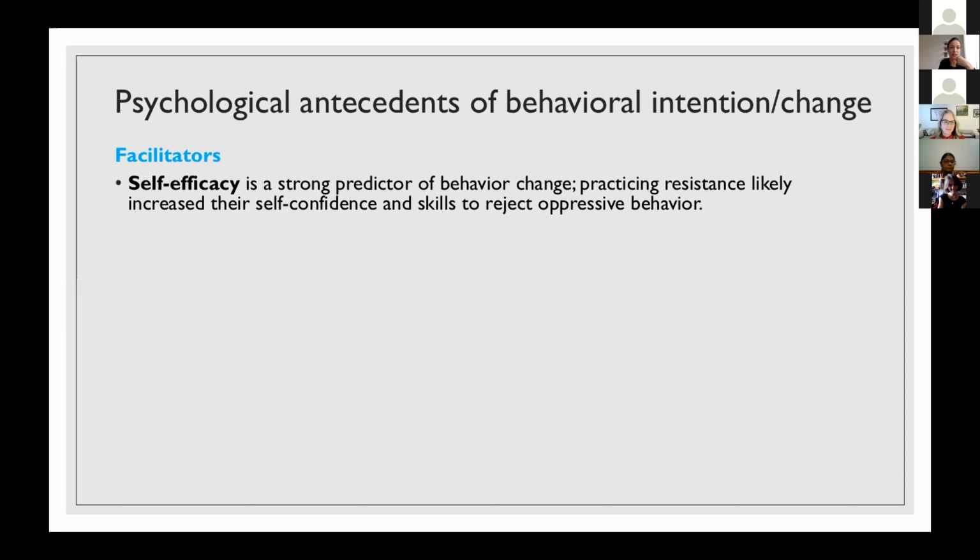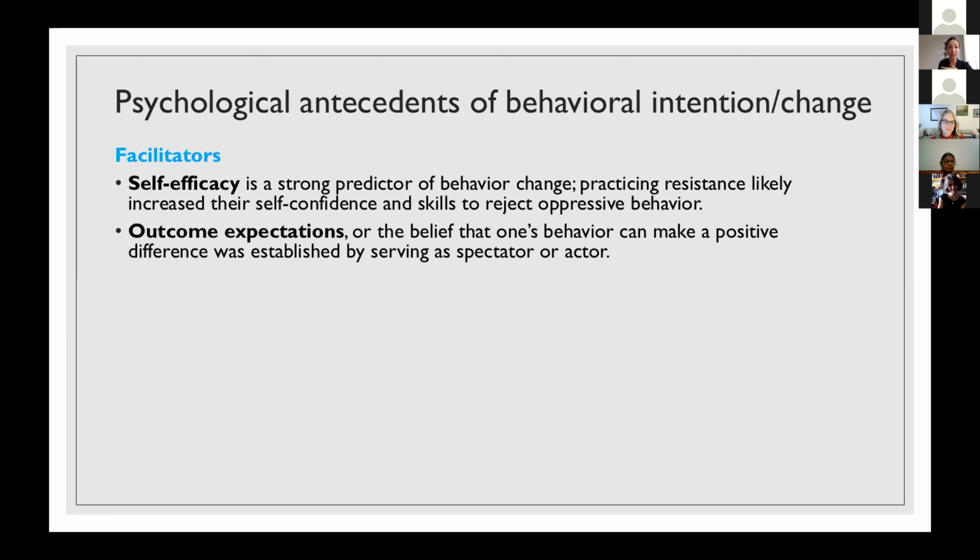So the facilitators that I looked at that I think also really stood out to me in the Jana Sanskriti intervention was self-efficacy. So self-efficacy is basically confidence in one's ability to carry out a behavior. So it's a strong predictor of behavior change, and practicing resistance likely increased the spectator's self-confidence and skills to reject oppressive behavior. Similarly, outcome expectations, or the belief that one's behavior can make a positive difference in an environment, was established probably by serving as a spectator or actor.